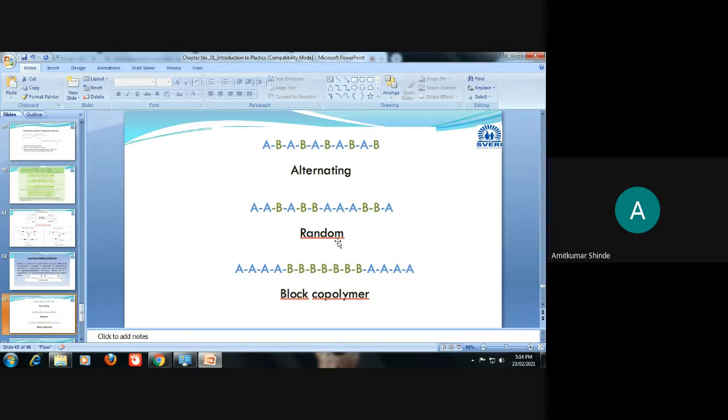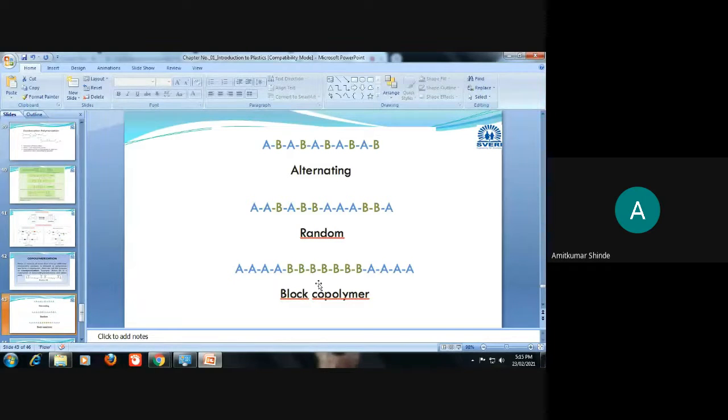Now in random copolymerization, as the word itself says, in that arrangement no particular sequence will be followed. Here one particular sequence is there: one A, one B, one A, one B, like this. This is the alternating copolymerization. Here no particular sequence is there, meaning A and B will come randomly like this. This is the random copolymerization.